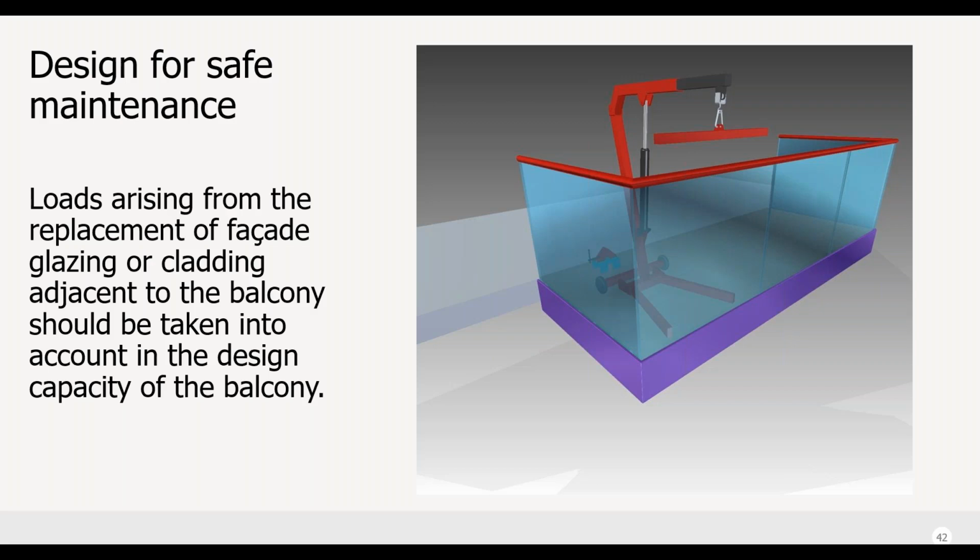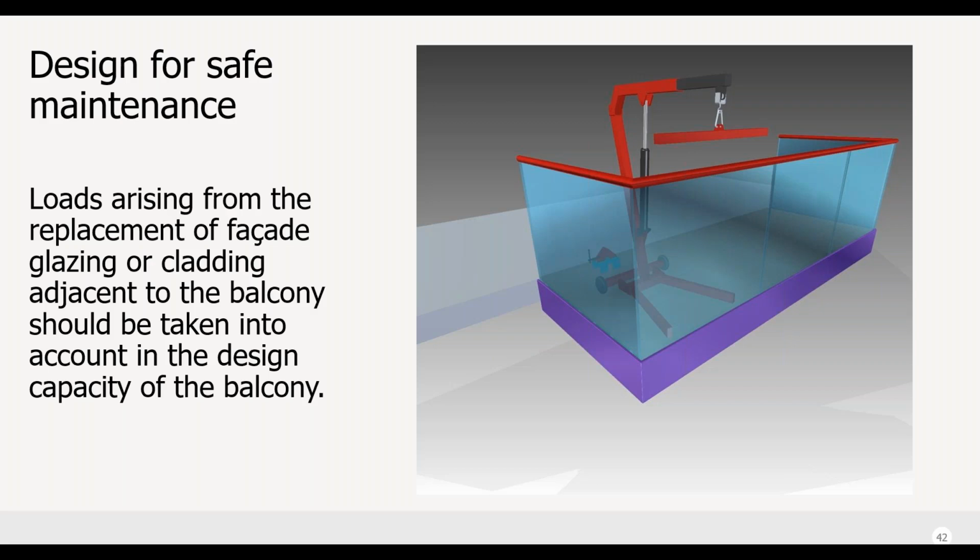Under the CDM regs, it's also the designer's responsibility to ensure that any maintenance, both of the balcony and of the adjacent wall panelling, can be carried out safely, and there's adequate strength in the design to enable that to happen safely. There's also consideration of the end-of-life disposal and the need for the environmental effects to be considered from cradle to grave of the balconies.